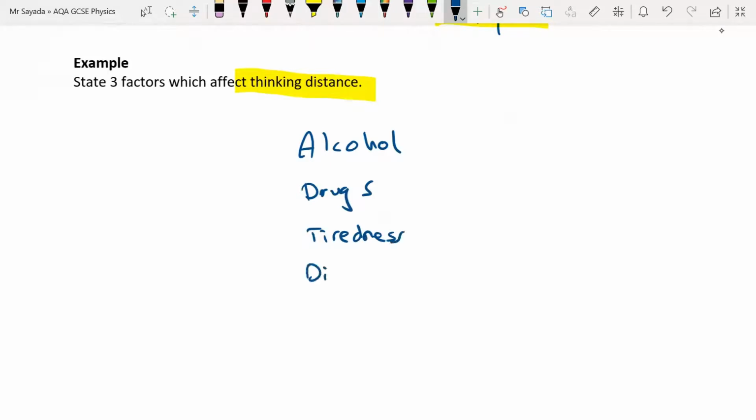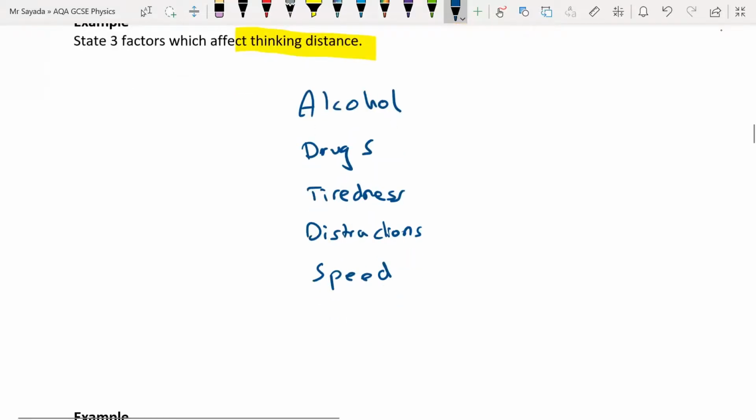This question is all about thinking distance. So thinking distance is all about your reaction time. So what are the kind of things that might slow your reaction time down? Alcohol, drugs, tiredness, distractions, and also speed. Any of those would be correct. If you've written anything to do with the roads or the tires or the brakes, that's wrong. Those are things that affect the braking distance, not the thinking distance. Mark your work. Let's move on.